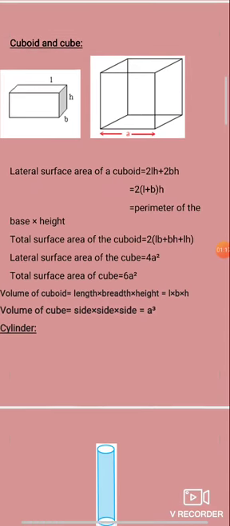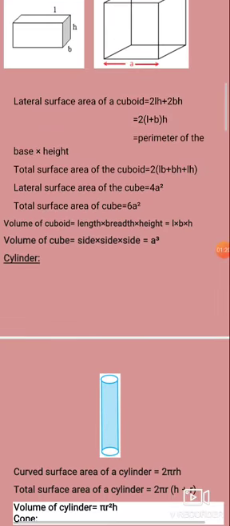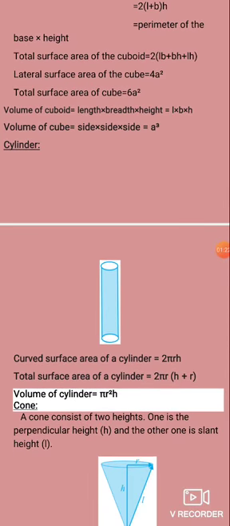Now the next solid is cylinder. So the curved surface area of the cylinder is equal to 2 pi r h. That is the perimeter of the base into height. Now the total surface area of the cylinder is equal to 2 pi r into (h plus r). Now volume of the cylinder is equal to pi r square h.